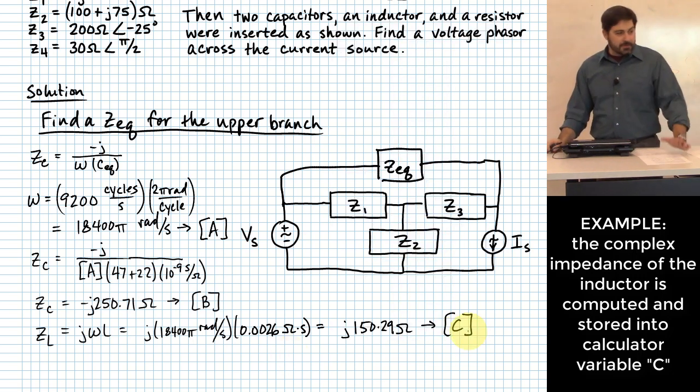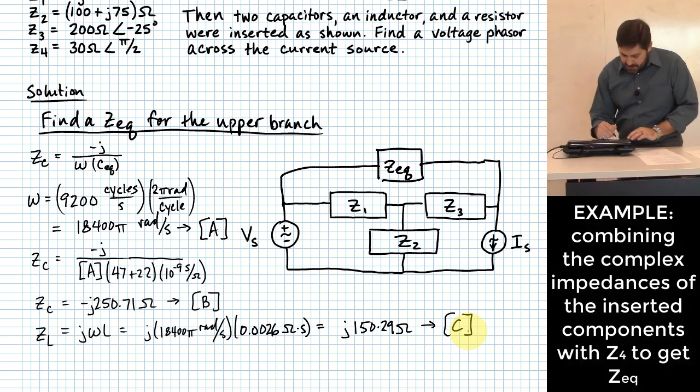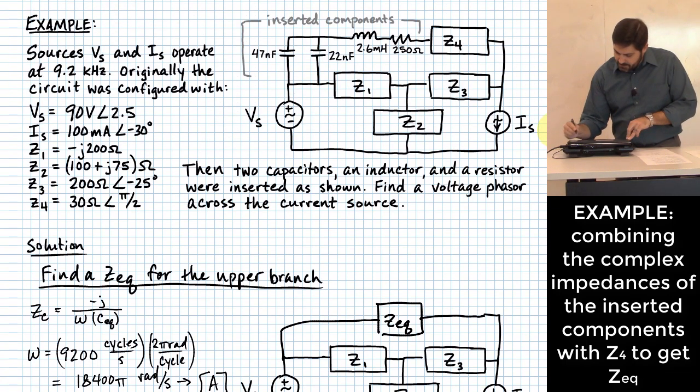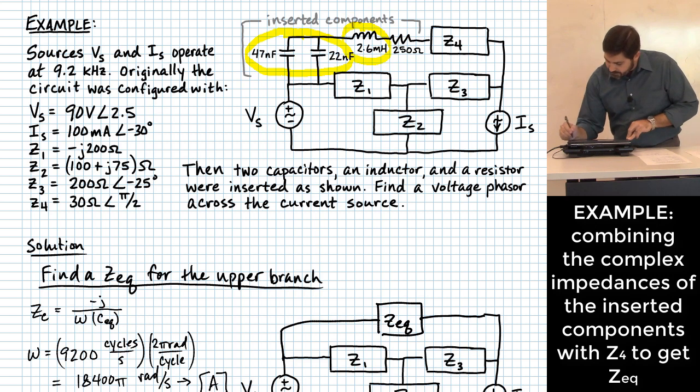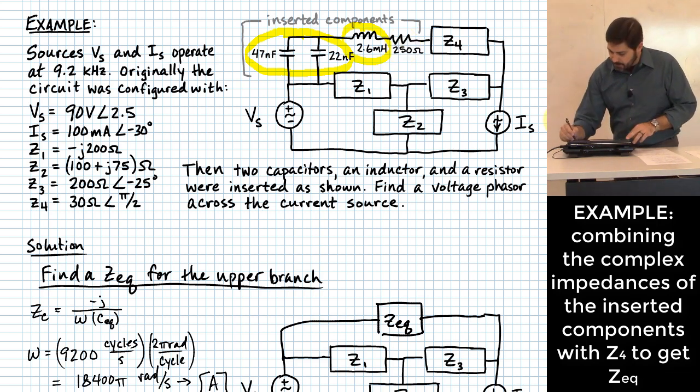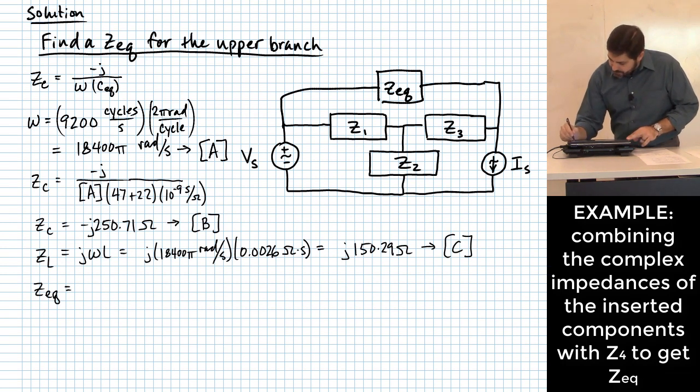All right, so probably everyone is following along, no problem right now. What do I need to do next to find my ZEQ? Okay, because I've been storing things in variables, this ends up being pretty easy, because what I essentially have is the little chunk right here, this is my Z sub C, plus my little chunk right here, that is my Z sub L, and then I can add 250 ohms to that, and I don't really have to process that for a resistor because its complex impedance is just equal to its resistance if you have a pure resistor, okay? So what I will do is go ahead and add these up, right?